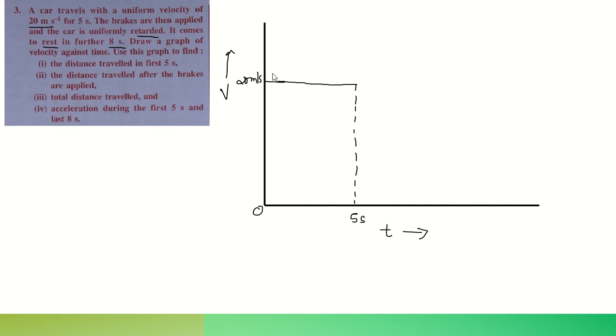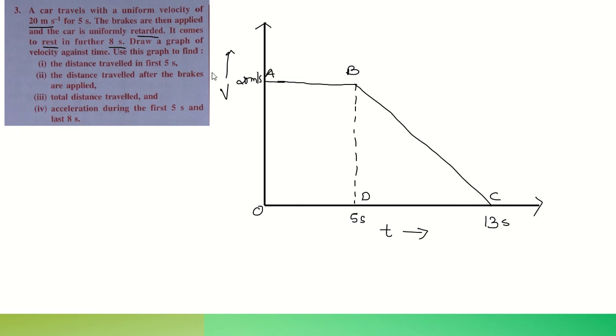Then the brakes are applied and the car is uniformly retarded. Retarded means we will have a negative slope, right? It comes down. It comes to rest in further 8 seconds. After 5 seconds, in another 8 seconds, it comes to rest. That means 5 plus 8, 13 seconds, it comes to rest. Our graph is ready. Okay, now we have to name the positions A, B, C, D. No worries about the points in between.